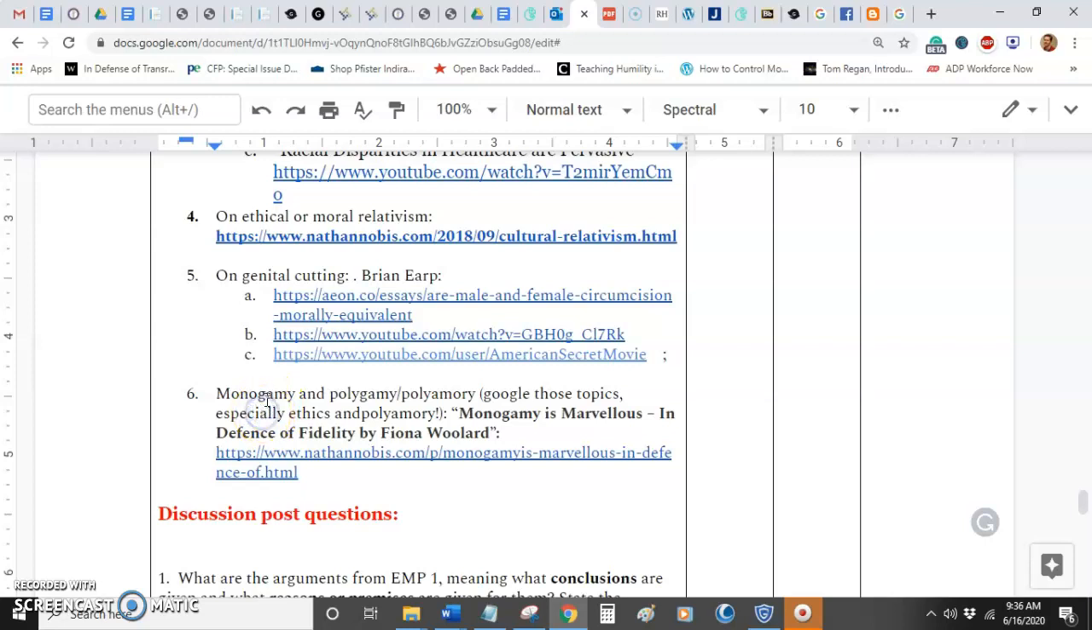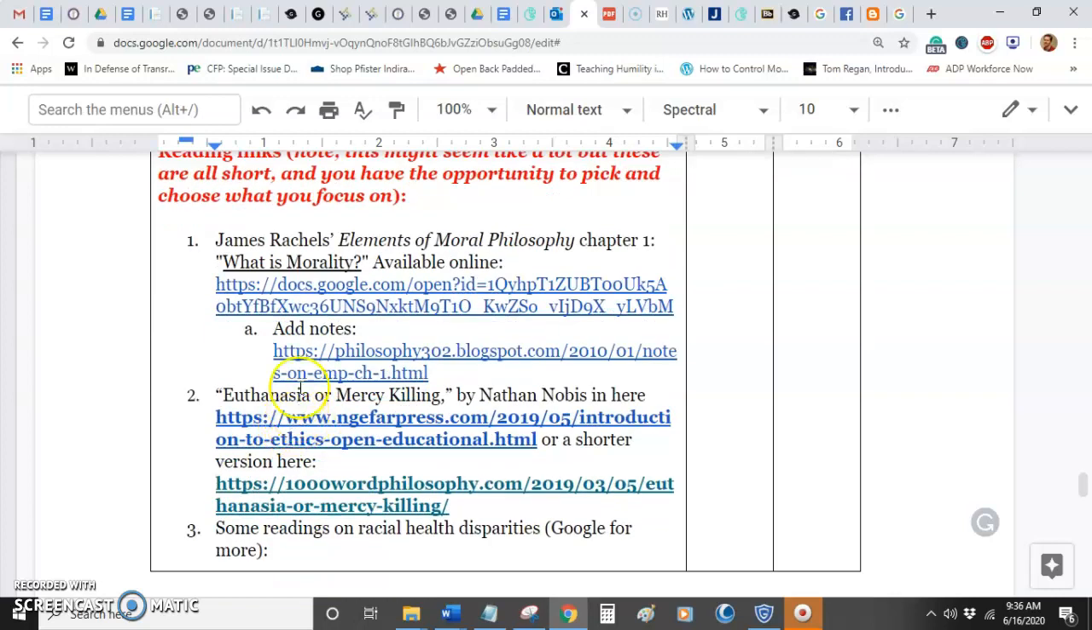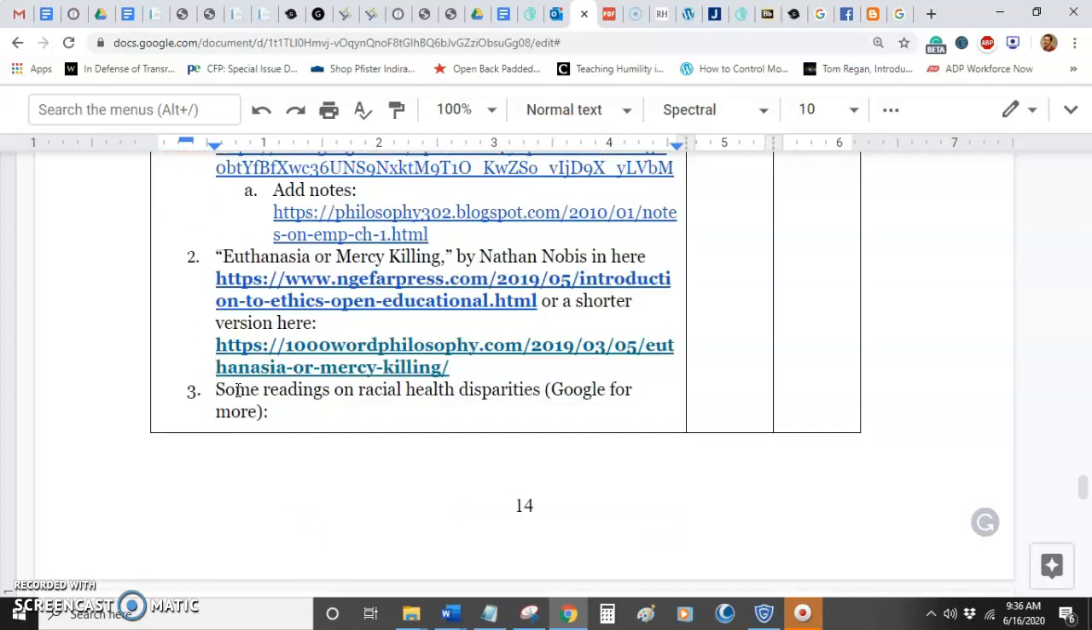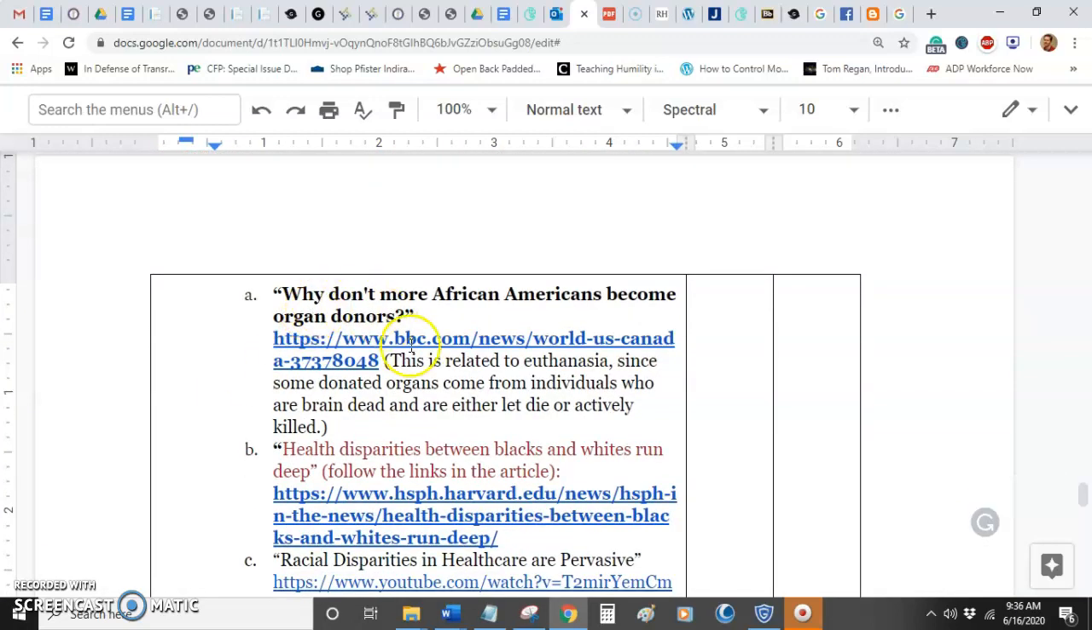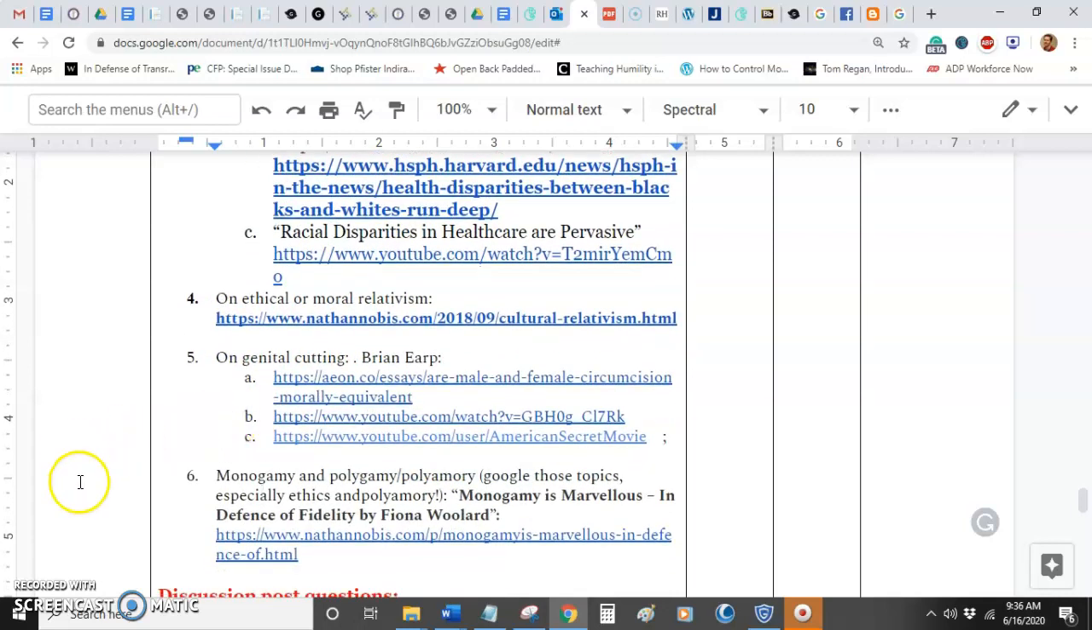So basically, we've got some health-related introductory chapter that demonstrates how to find arguments about a number of controversial issues, and how to evaluate those arguments. Euthanasia is discussed in that chapter, so we'll get some details on that. Organ donation is discussed in that chapter, so we get that topic as related to African Americans, and then we'll turn to relativism and some related issues with that. So that's the plan for the week.